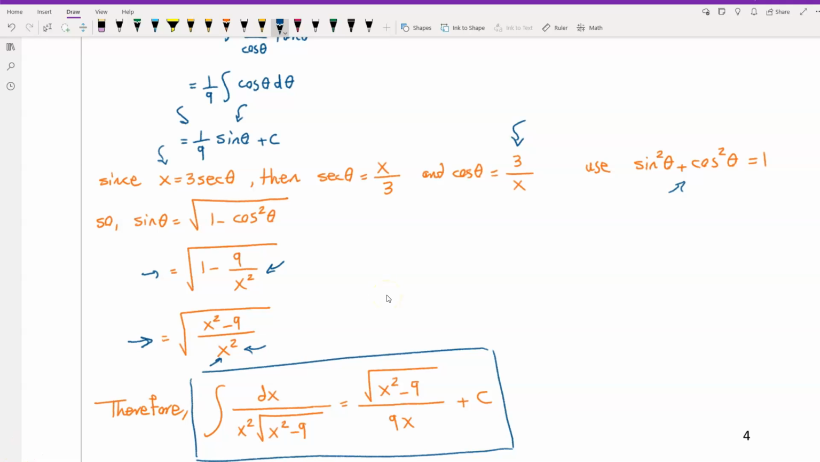1 over 9 times sine theta. So 1 over 9, here I have 1, here I have 9, and sine theta is what we have here on this part. We can simplify, so that is square root of x squared minus 9 divided by x, and then multiply by 1 over 9. So this is how I got this part, and then plus our constant. So this is our final answer. Final answer is equal to square root of x squared minus 9 divided by 9x plus c.